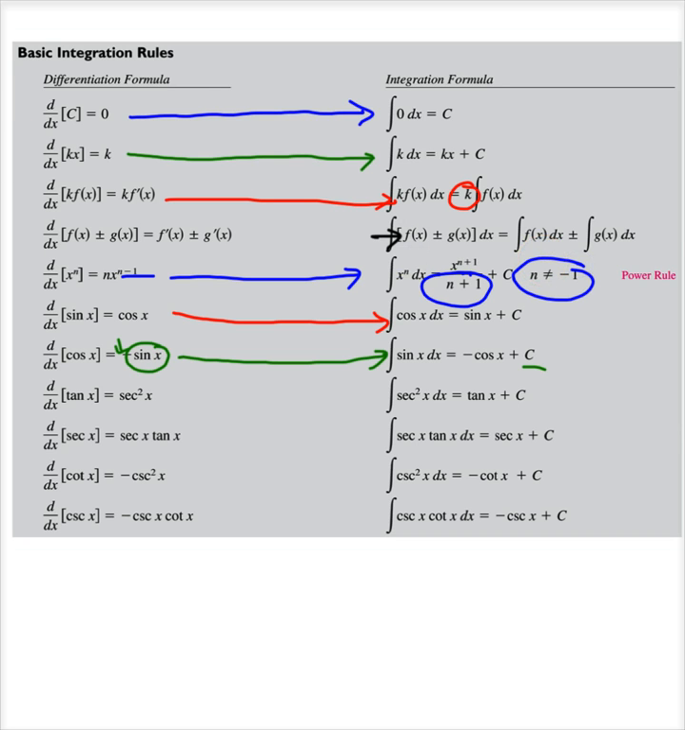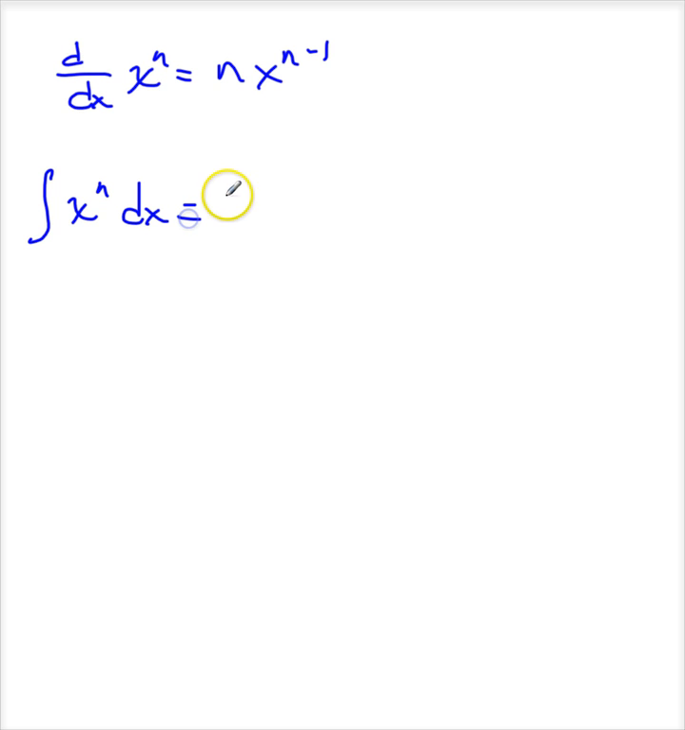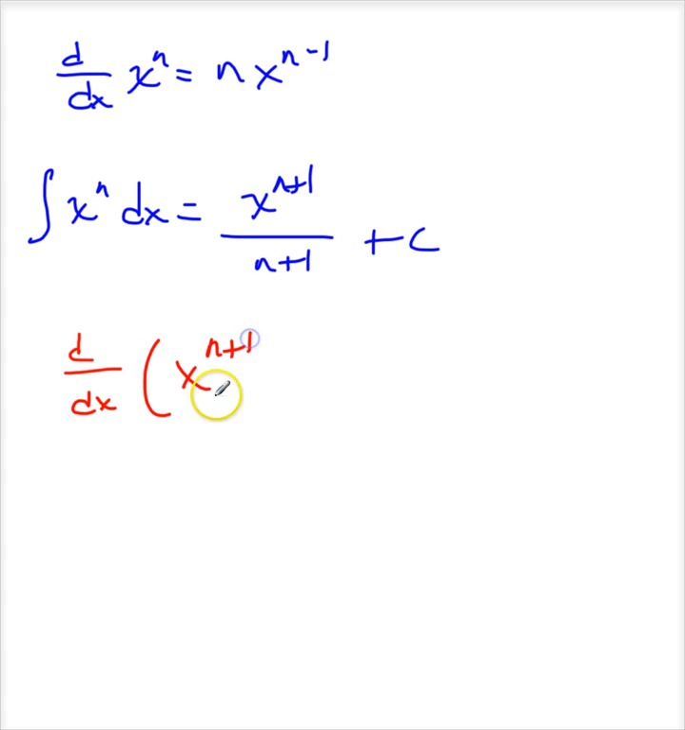So let me come over here and do this one separately. The derivative with respect to x of x to the n is n x to the n minus 1. You're fine with this. Now let me show you that if I integrate x to the n, dx, this is x to the n plus 1 divided by n plus 1 plus a constant. Now let me show you by taking the derivative with respect to x of x to the n plus 1 divided by n plus 1 plus c.